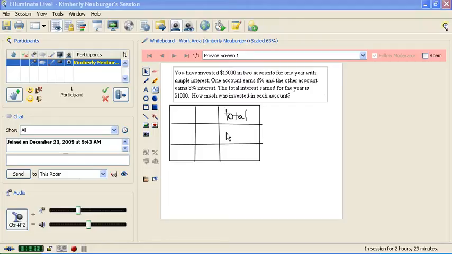Hi class. For this recording, we're going to deal with two different types of problem-solving situations. The first one is going to be one where we're going to learn how to use an organizational chart to help us set up our problem.